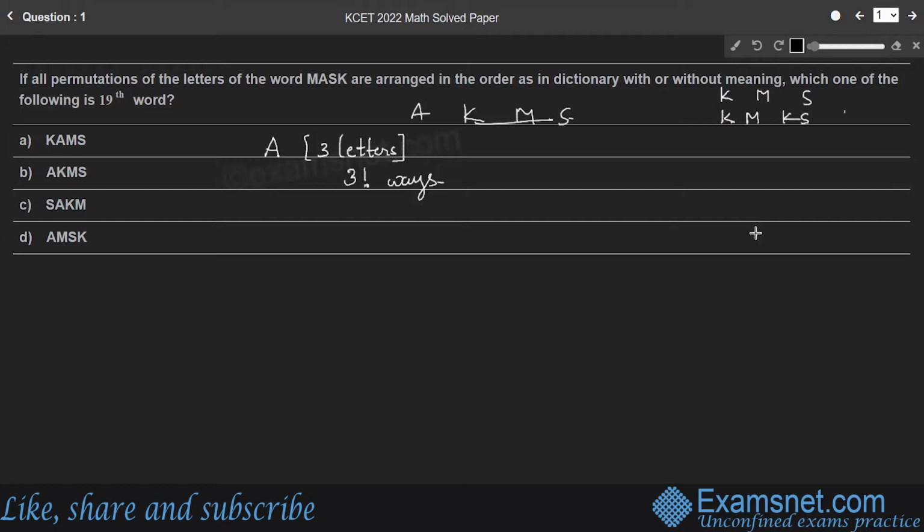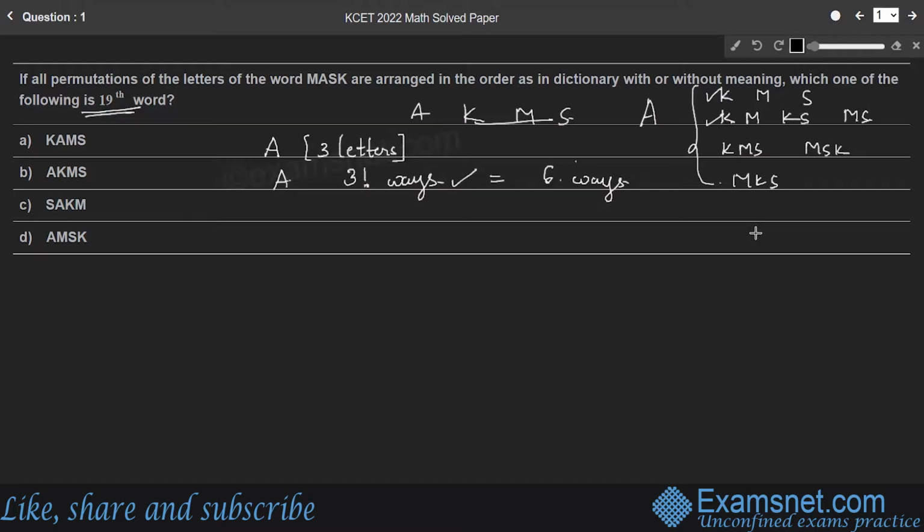MS. In every way, A will be the first letter. Then you can take K, M, S, all the 3 letters, then M, S, K, M, K, S. In this way, in how many ways can 3 letters be arranged? In factorial 3 ways, with A as the first letter. So factorial 3 means 3 into 2, which is 6 ways. So the question is, which is the 19th word?